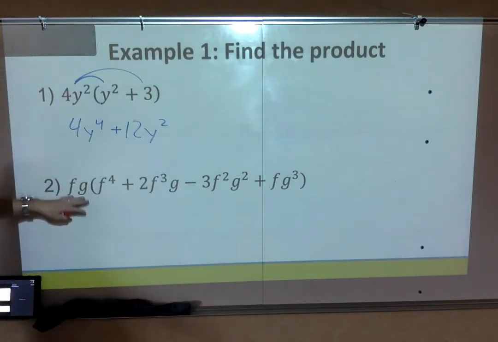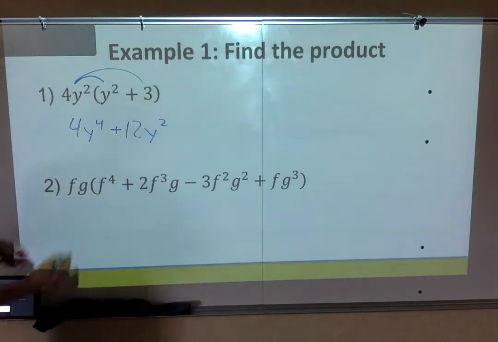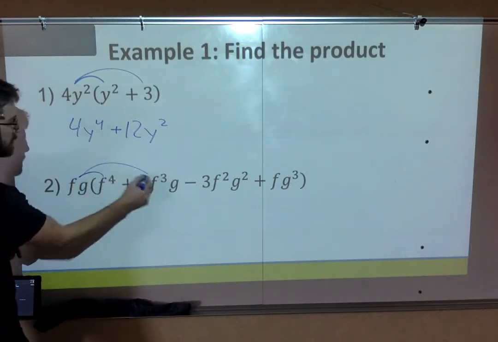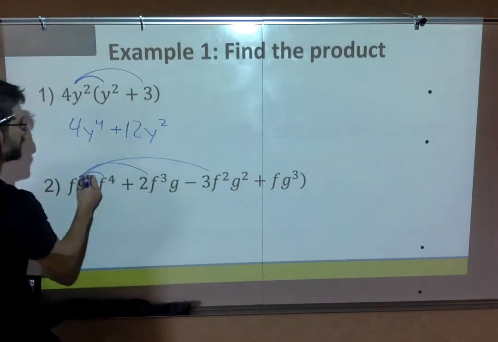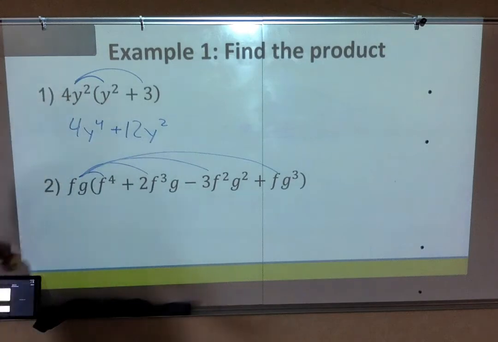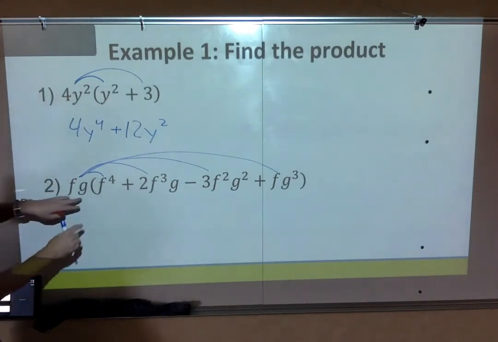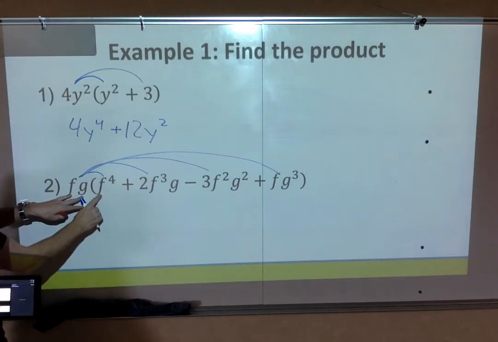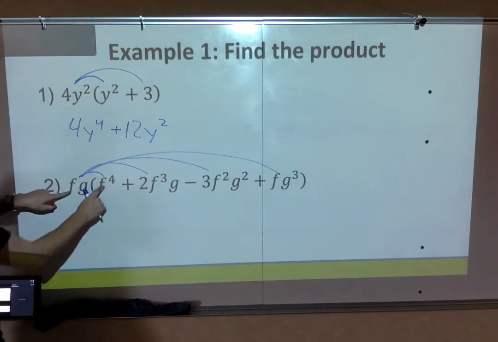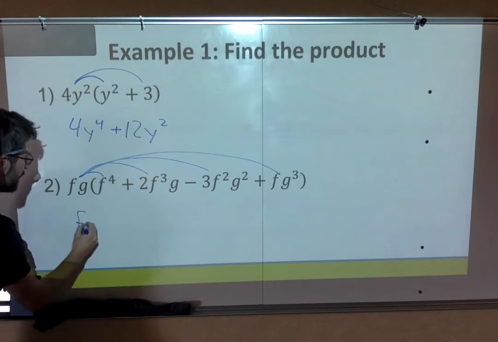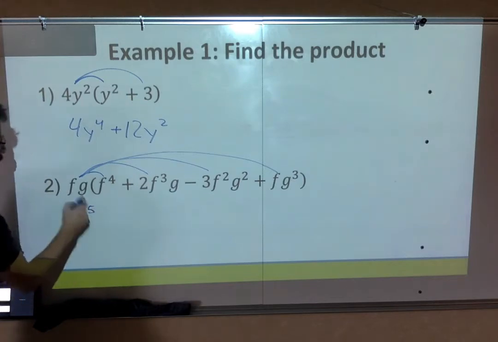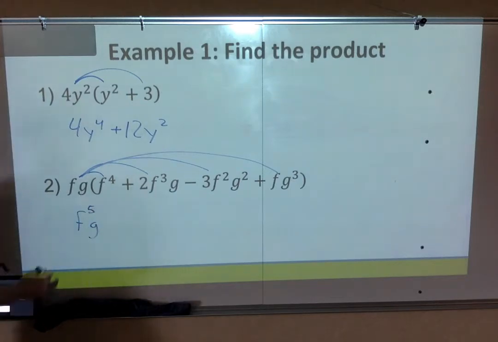Now here, we've got two variables. We're still going to do the same thing. We're going to distribute in to all 4 terms. Sometimes we call that the rainbow method because it kind of looks like a rainbow. All right, fg times f to the 4th. F times f to the 4th makes f to the 5th. And that g doesn't go away, it just doesn't get any exponent added to it because there was no g over here to multiply to it.